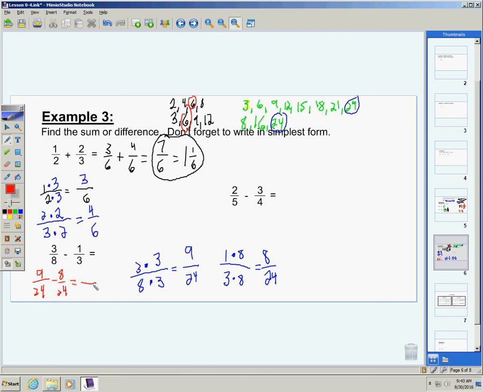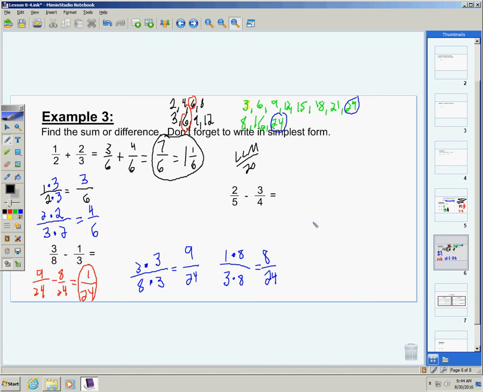Last one, 2/5 minus 3/4. Hopefully you're okay with finding the LCM. I'm just going to tell you the LCM is 20 for these two. And I'm not going to take the time to show all the work of converting them. I'm going to tell you 2/5 is the same thing. I'd have to multiply each of these by 4, so it'd be 8 20ths.